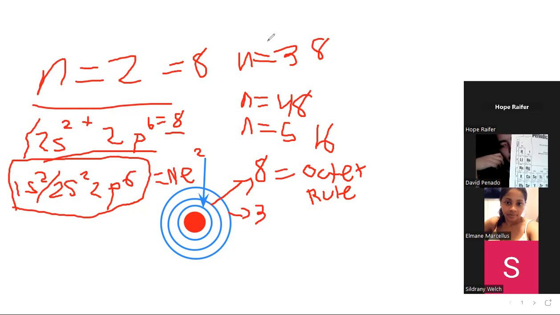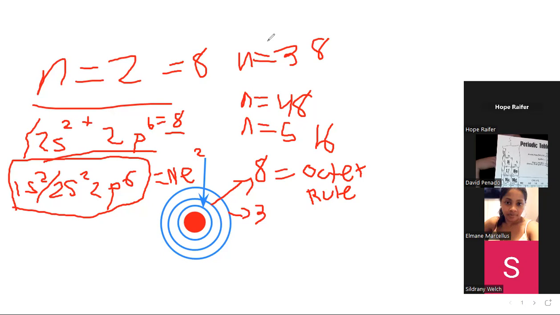And how would they be arranged? 2 and 1. Would it be the 3s, 3p, 3d? Elmani was right, 2 and 1. 2 in the first shell and 1 in the second shell, which is the last shell of this element, sorry.